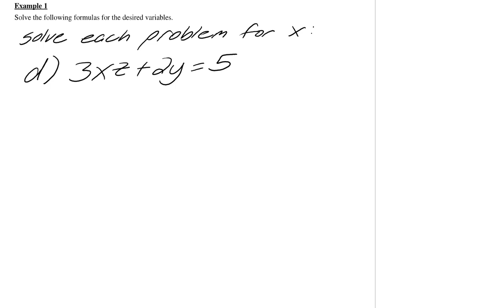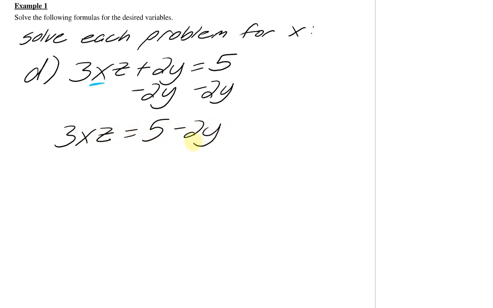I still want to solve for x, and now I've got 3xz plus 2y equals 5. So pause the video and hit play when you're ready. So in this one, so notice here's where my x is, and it's attached to the 3 and the z. There's nothing I can really do about that right now, so all I can really focus on is just trying to isolate this piece. So to isolate that, I need to get rid of the 2y. So to begin, I will subtract off the 2y from each side, and now I get 3xz equals 5 minus 2y.